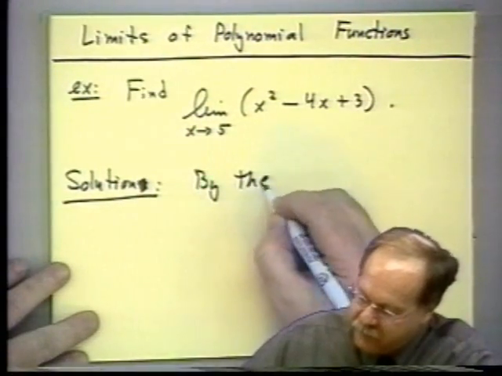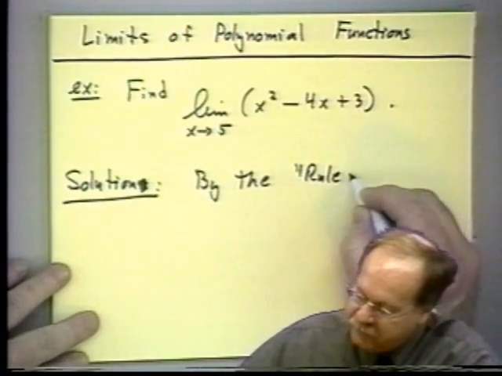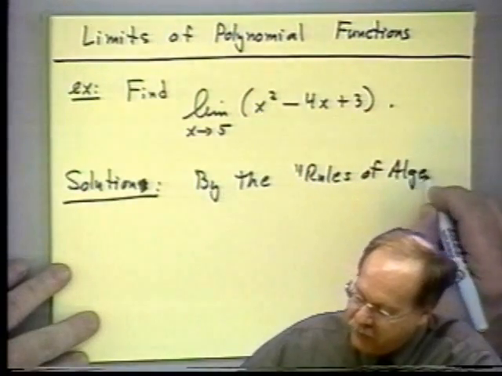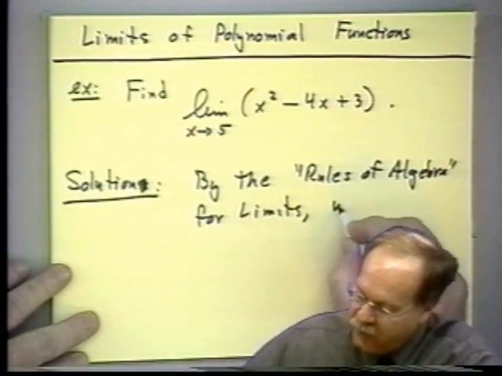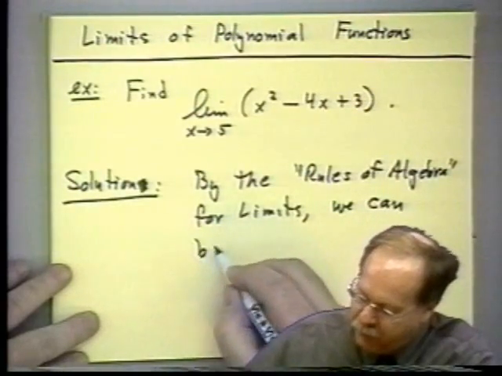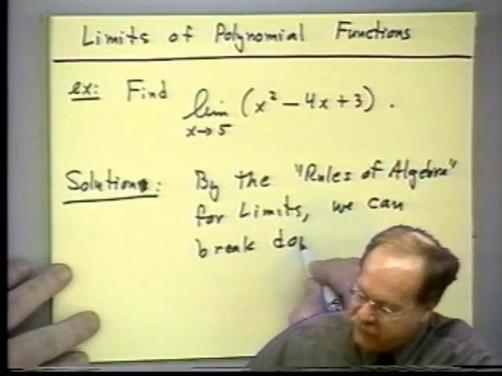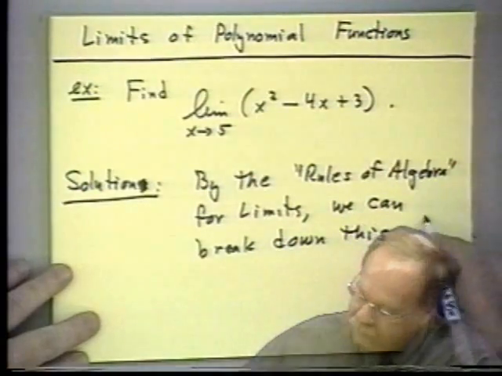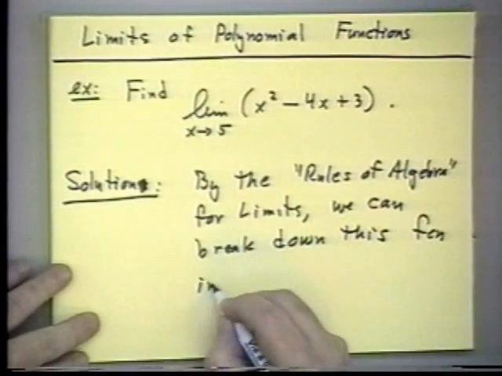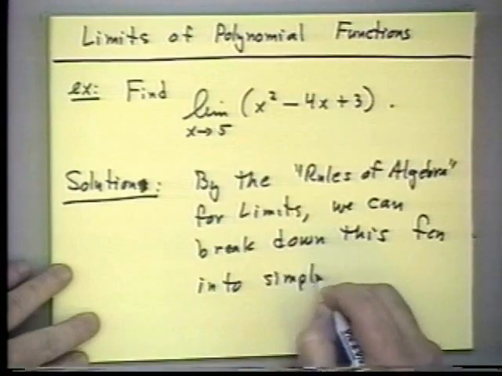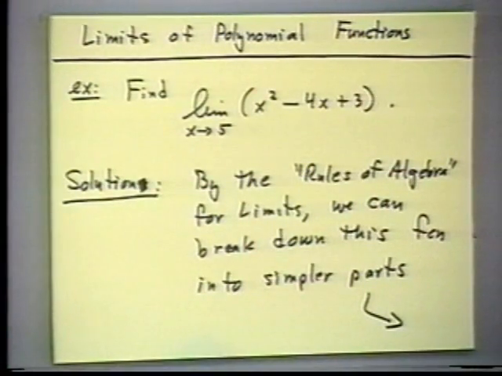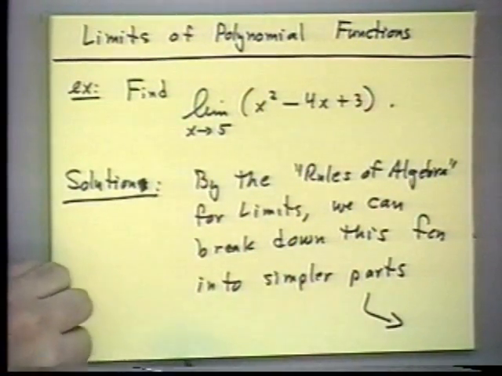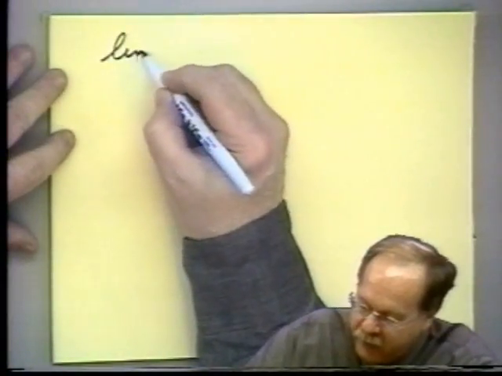By the rules of algebra for limits, which we talked about previously, we can break down this function into simpler parts. And once they're simple, we hope we'll be able to take the actual limit using our basic limits or using one of the properties we've learned. So let us write out again what we're going to do.